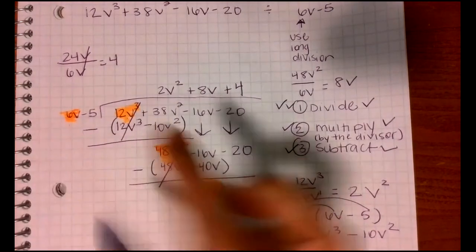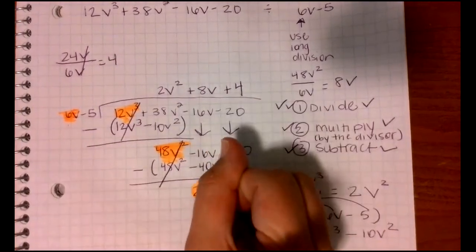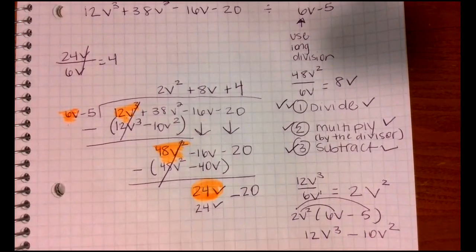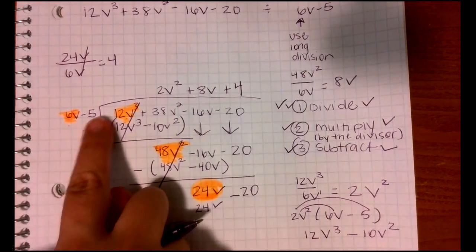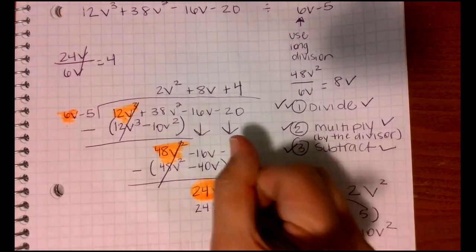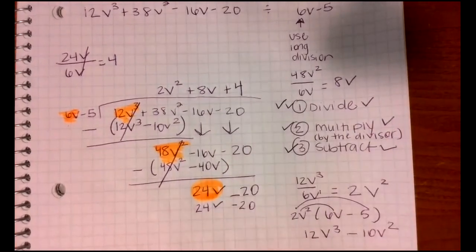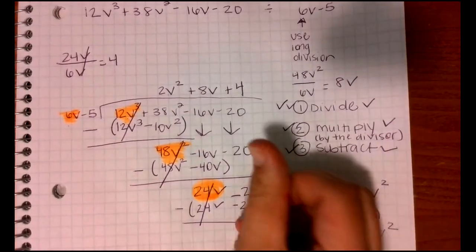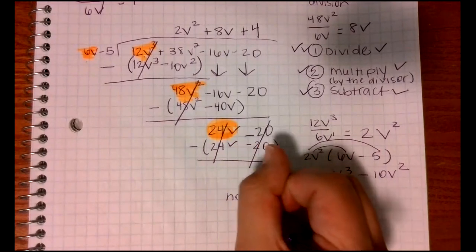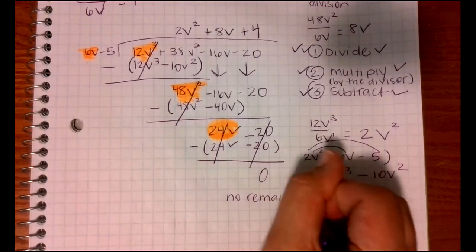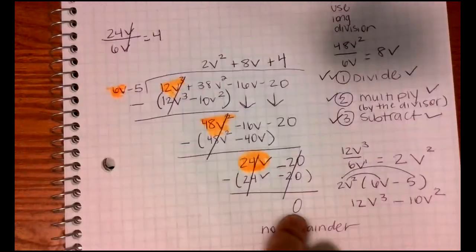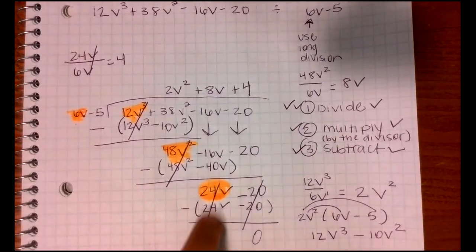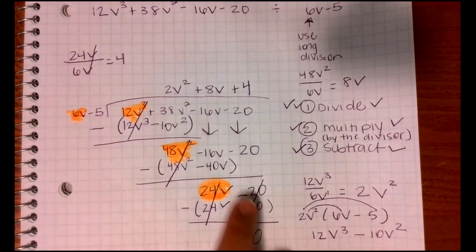4 times 6v is 24v. 4 times -5 is -20. And when you subtract, this time you get 0, which means there's no remainder. We can see some of these that have a remainder, and that would just mean we had something left and we couldn't divide anymore. But this one has no remainder because when we subtract, there's nothing left, right?